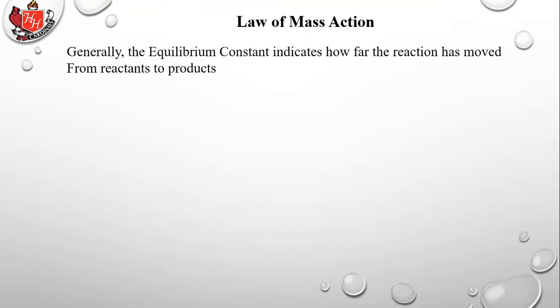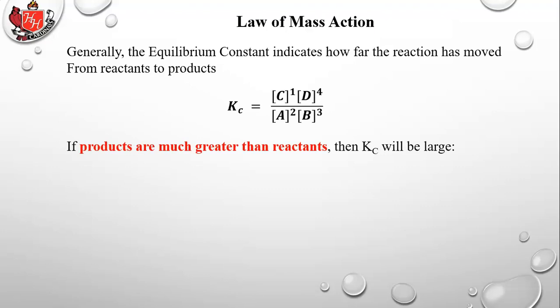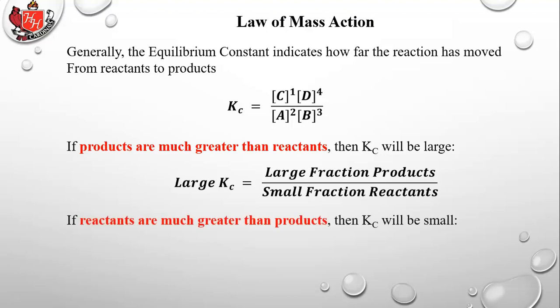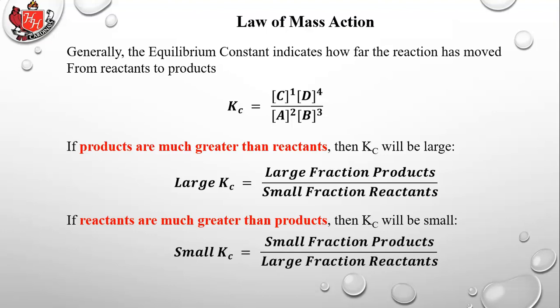Generally, the equilibrium constant indicates how far the reaction has moved from reactants to products. So if you take that equation again, if products are much greater than reactants, then Kc will be large. So large Kc means a large fraction is products and a small fraction is reactants. The reaction has gone largely from the left side over to the right side, from the reactants over to the products. If the reactants are much greater than products, then the Kc value will be small. So small Kc means you have a small fraction that went to products and a large fraction that remain as reactants.